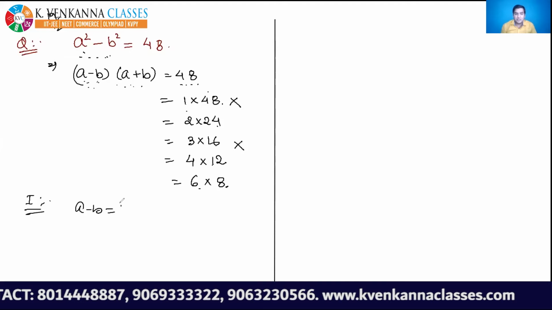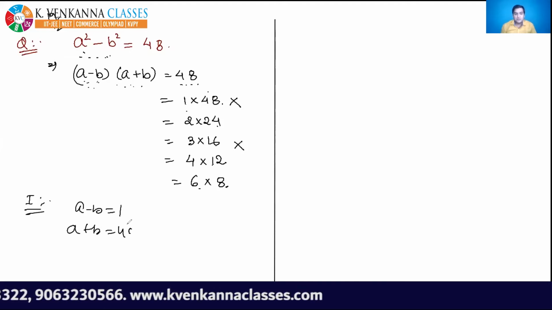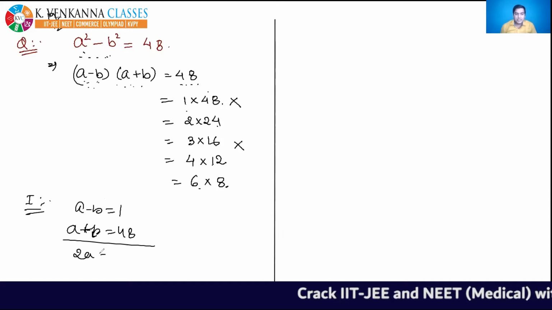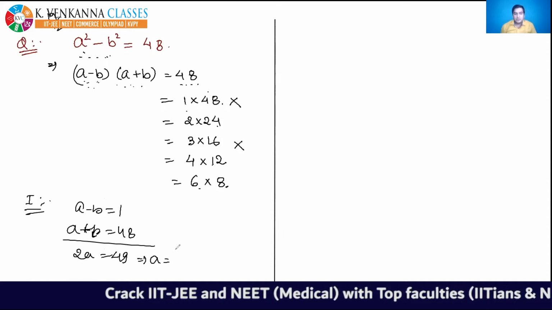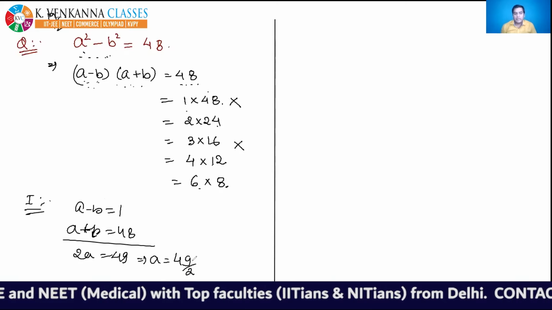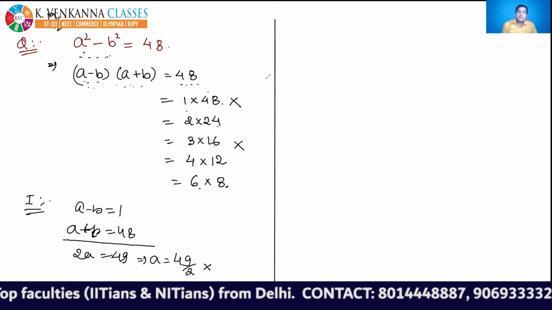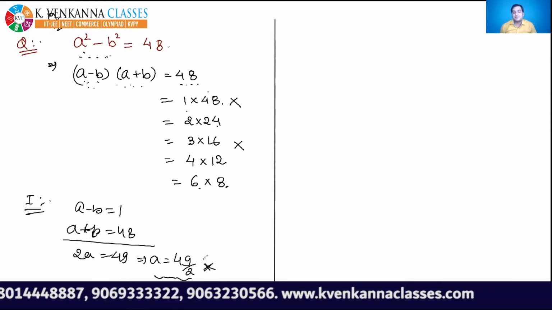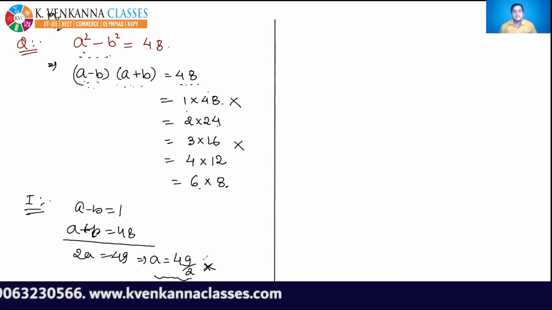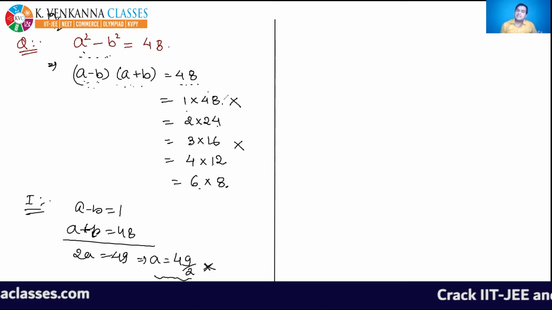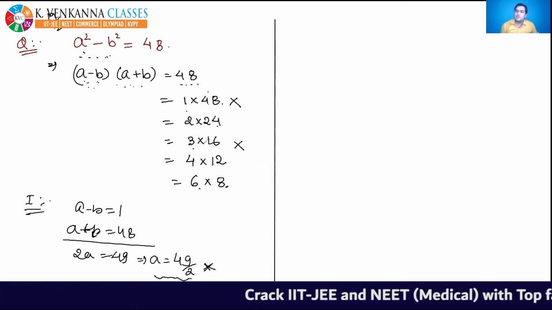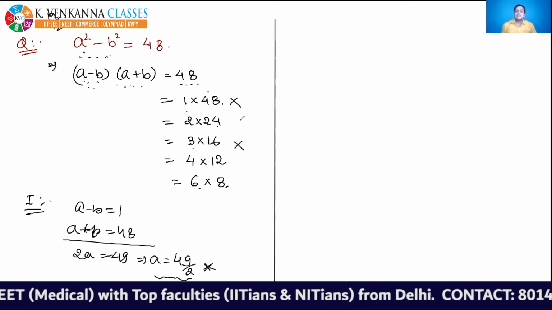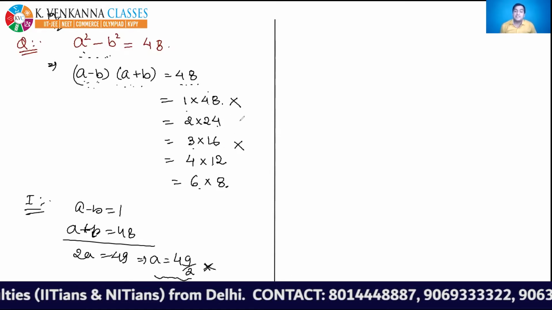Why? Because if you do not reject this case, then in case 1 you will get a minus b is equal to 1 and a plus b is equal to 48. When you solve this, by adding you will get 2a is equal to 49, or a is equal to 49 divided by 2. You will reject this case because the question says a is an integer, but here a is not an integer. That's why we reject those cases where the sum of the two factors is an odd number. So I am directly rejecting these two cases. Effectively there are only 3 cases.